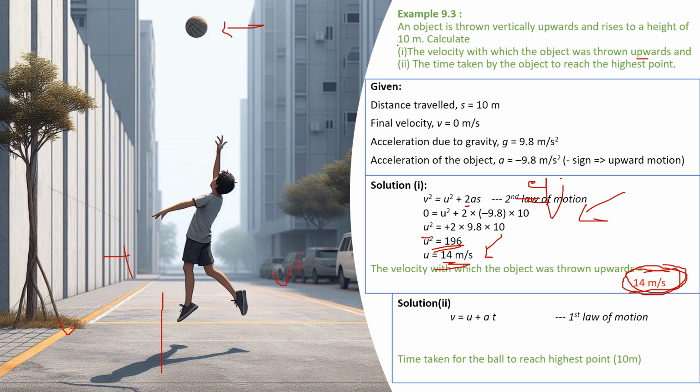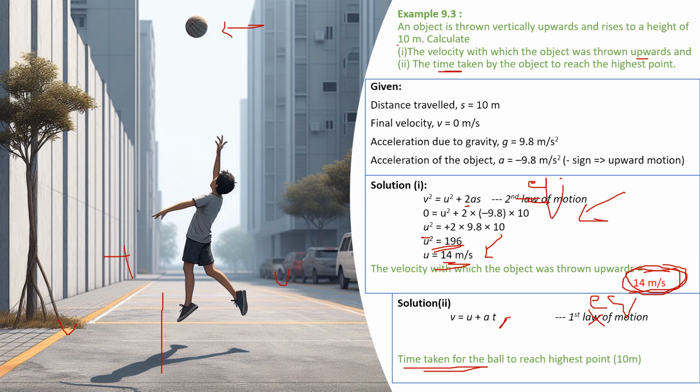Solution. Now let's go for the second problem. Let's find a solution for it. What is required? They want to calculate the time taken for the ball. The first equation contains the t term. Correct, v is equal to u plus at.